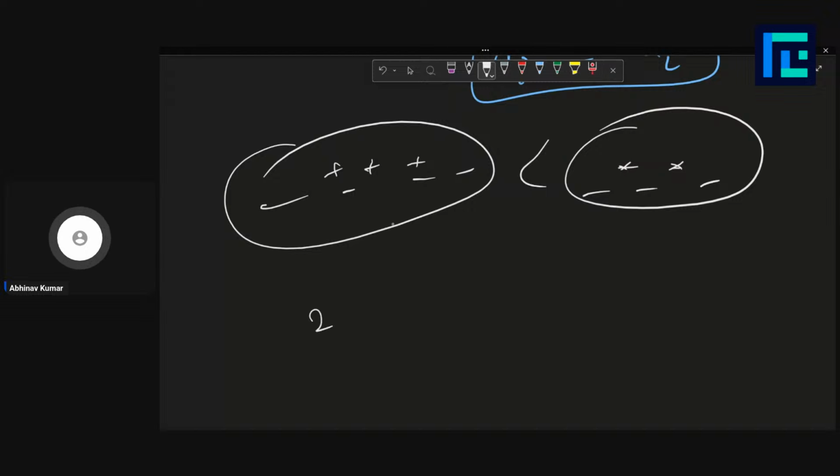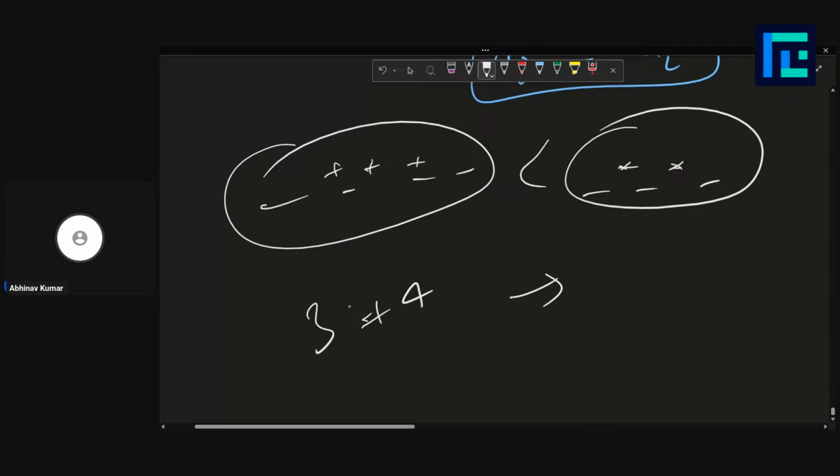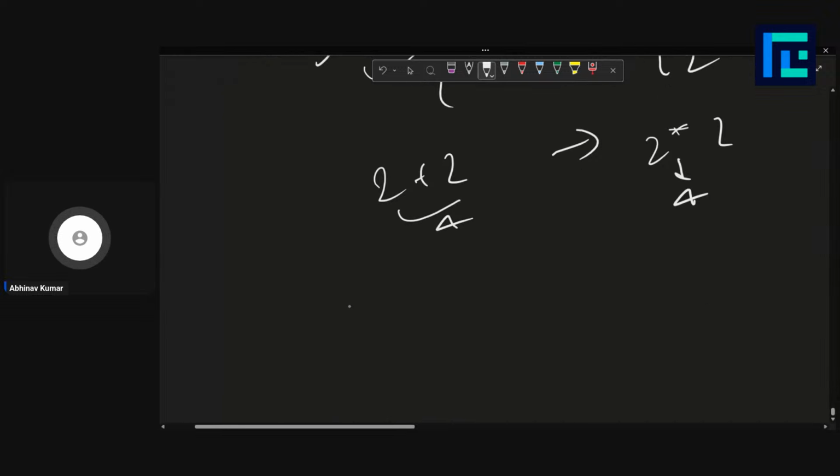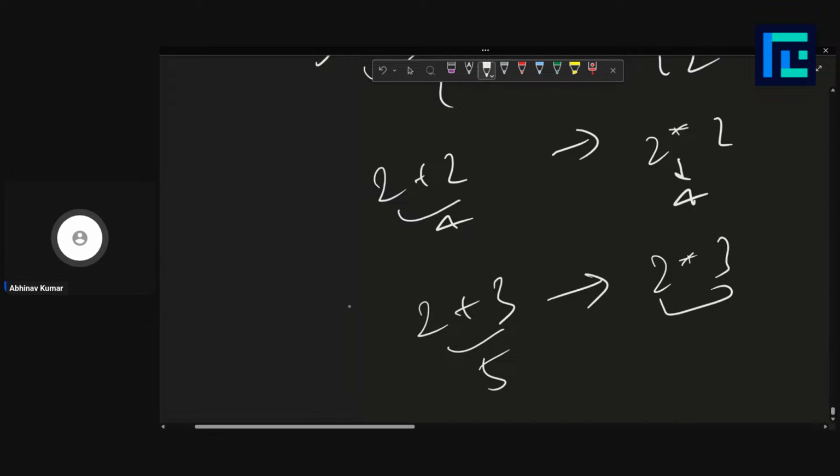So if you take some big values, let's say 3 and 4, the sum would be 3 plus 4, and the product 3 into 4 would definitely be greater. If you take 2 plus 2, the sum is 4, and the product of 2 and 2 is also 4. 2 plus 2 is one peculiar case where sum and product are the same. But other than that, if you take 2 plus 3, the sum is 5, and the product 2 into 3 is 6.